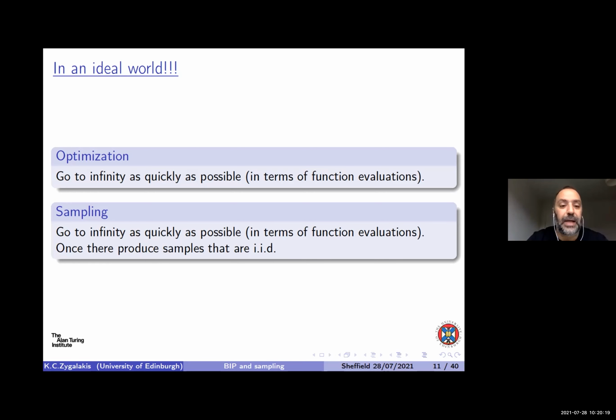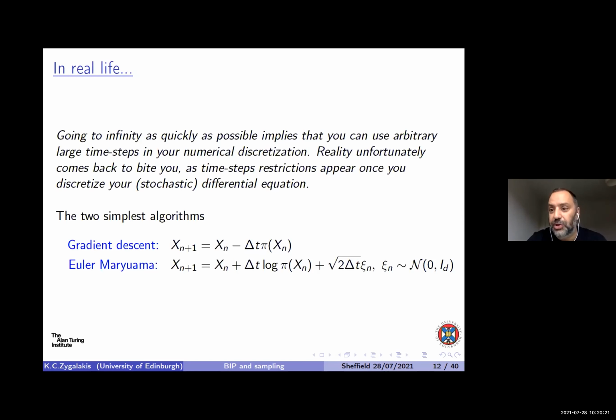Okay. However, the world is not ideal. Going to infinity as quickly as possible, like reaching this limiting behavior as quickly as possible, implies that you can take very big time steps in your numerical discretization. But reality will come back to bite you, because if you have done any numerical experiments with ODEs, for example, you know that you cannot take your time step delta t as large as you want.